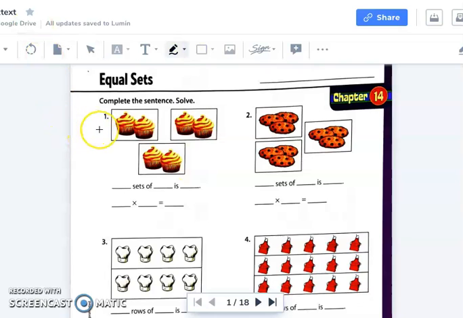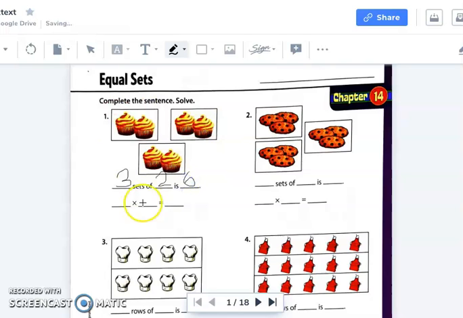So number 1, let's work on this together. How many sets do you see in number 1? You will probably see 1, 2, 3 sets. So you see 3 sets. 3 sets of what? 3 sets of how many cupcakes are in each set? You see 1, 2, 1, 2, 1, 2, 2 cupcakes in each set. So you'll say 3 sets of 2 cupcakes is how many in total?